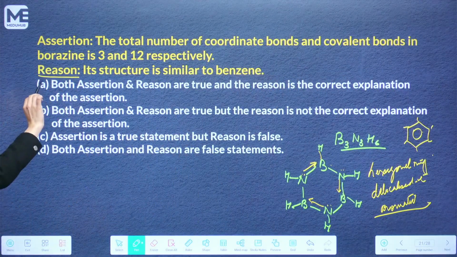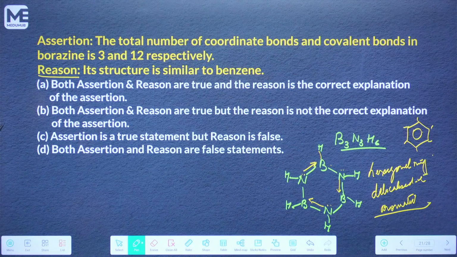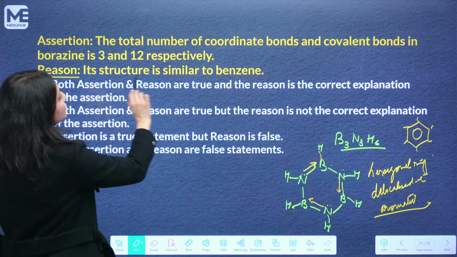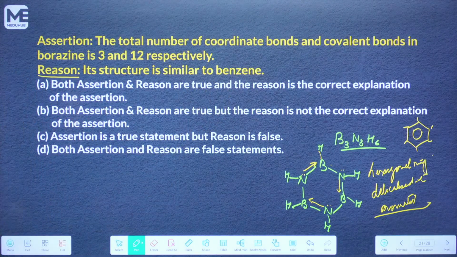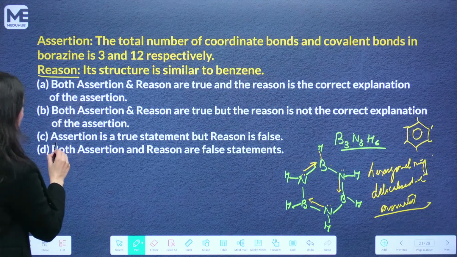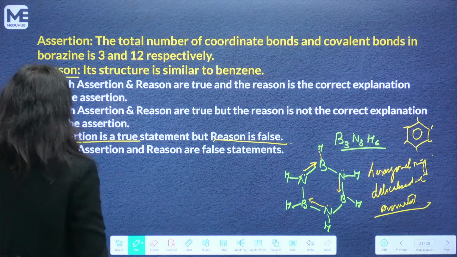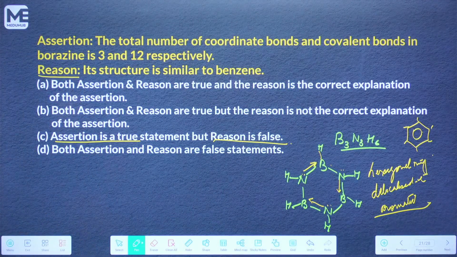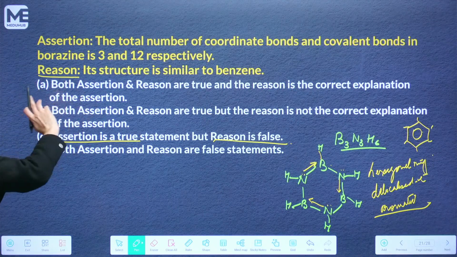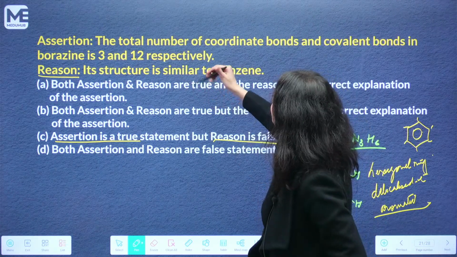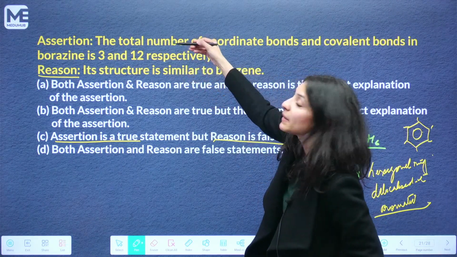There are 3 coordinate bonds and there are 12 covalent bonds. But the reason for that is not correct. Its structure is similar to benzene, but this is not the reason for this particular assertion. So the correct answer would be: the assertion is true, but the reason is not the reason for this particular assertion. Both the statements are true, but this reason is not true for this particular assertion.